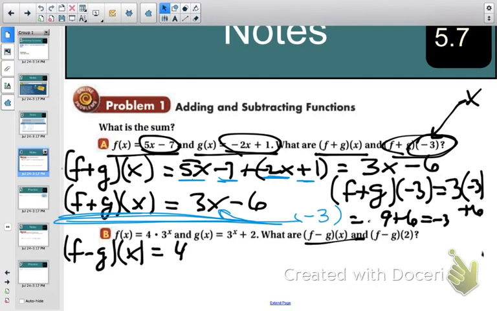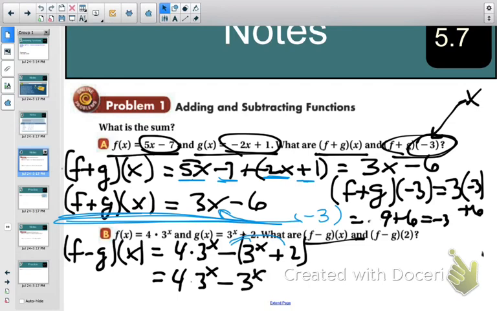So we're going to start with f. So 4 times 3 to the x subtract 3 to the x plus 2. I'm going to put that in parentheses because I'm subtracting all of it. And to get rid of the parentheses, we have to distribute that negative through. So this is really the same as 4 times 3 to the x, subtract 3 to the x, subtract 2.